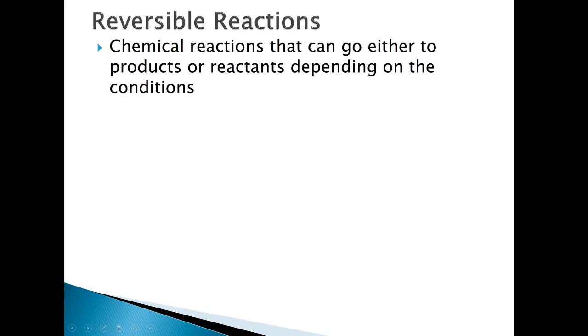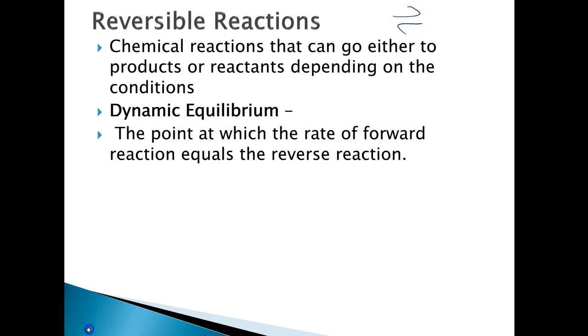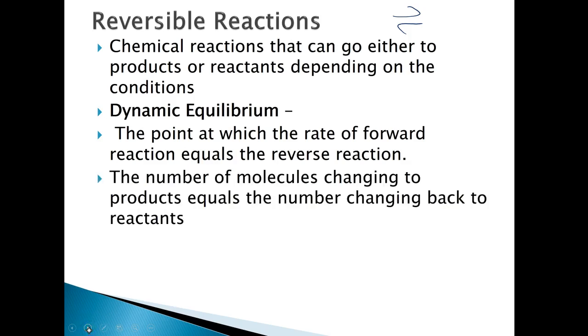Okay, so now we're going to start doing some calculations with equilibrium, and that's where it kind of gets a little tough. So just a reminder, chemical reactions can go in either direction, to products or reactants, depending on the conditions if they're reversible. Remember, we're going to see these double arrow things. When they establish a dynamic equilibrium, it's the point at which the rate of the forward reaction equals the rate in reverse, and the number of molecules changing to products equals the number changing back to reactants. And they're constantly in motion, but they're not increasing the net amount.